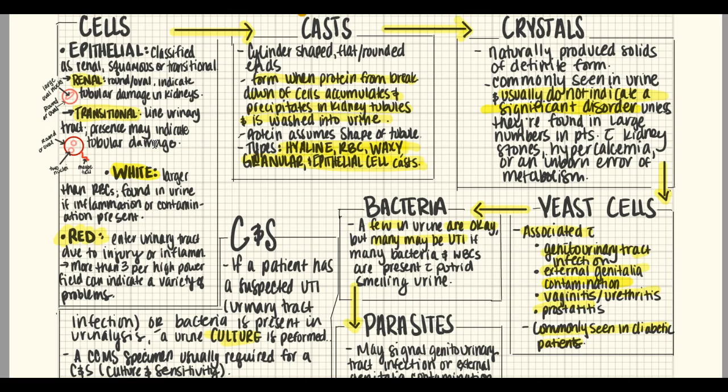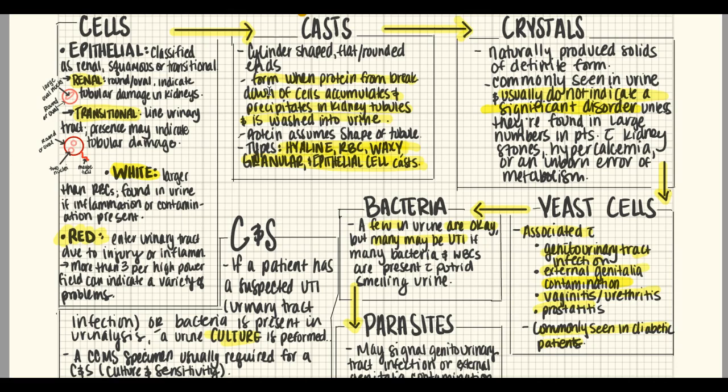Some other types of cells that we look for in urine include white cells. Those are larger than red blood cells. They are found in the urine if there is some inflammation going on or some contamination present, like an infection. Because as we've talked about before in other lectures, our white blood cells are part of our immune system response and our immune army, and so they come anytime there's an infection and try to eat the infection and rid the body of it. So it would be expected that we would see some white blood cells if there was some type of inflammation or infection present. And then lastly, we may see some red cells in the urine also. They can enter the urinary tract if there's an injury or inflammation present as well.